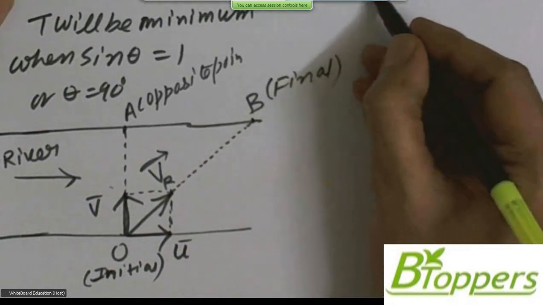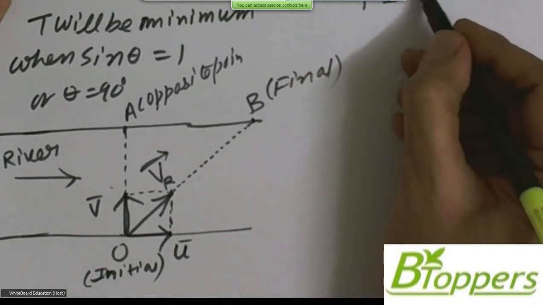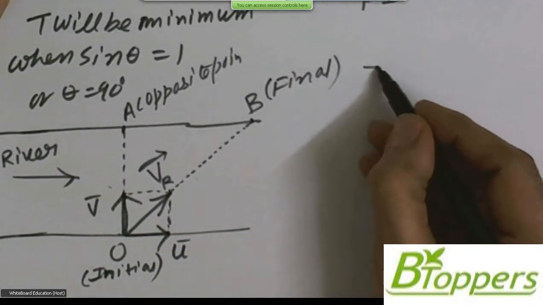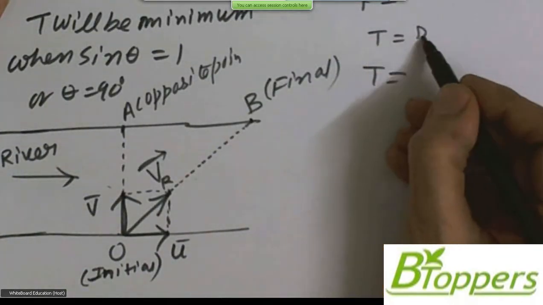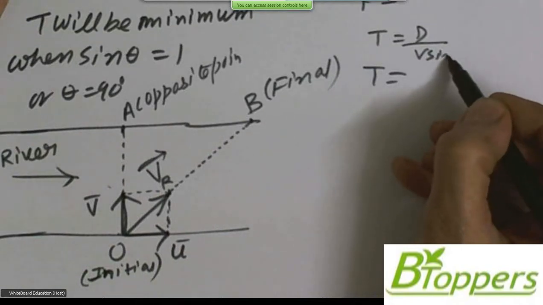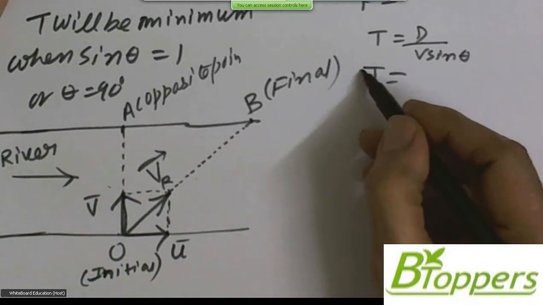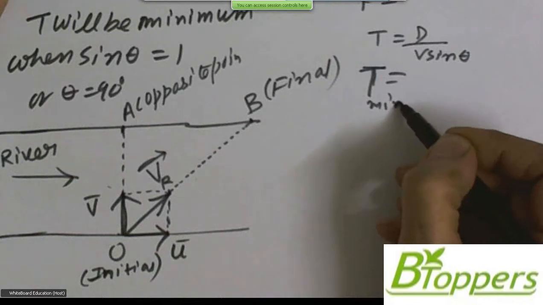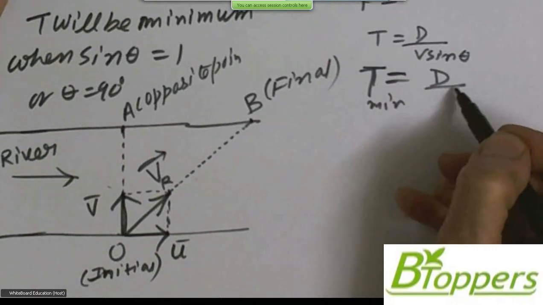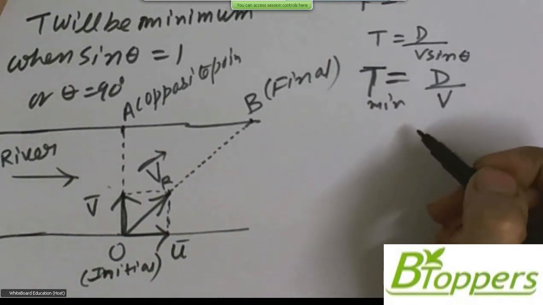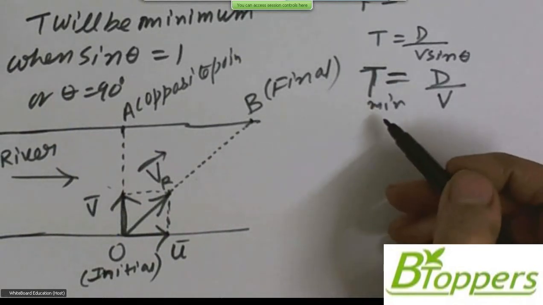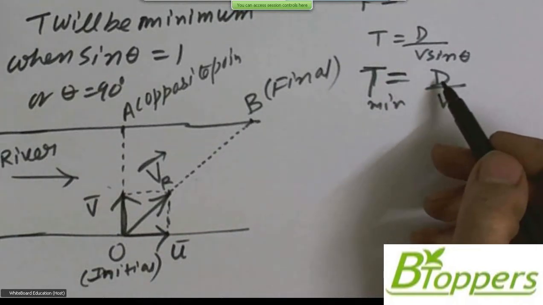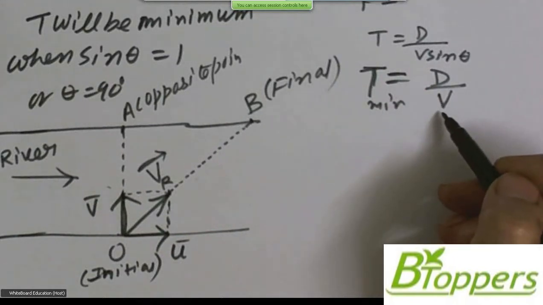So in this case, the time taken by the boat to cross the river is minimum. So I can substitute here sin theta equal to 1 in the general equation I have given previously. The general equation I have given is T equal to D by V sin theta. So the minimum time required by the boat or swimmer to cross the river will be D by V, which is equal to the width of the river by the speed of the boat or swimmer in still water.